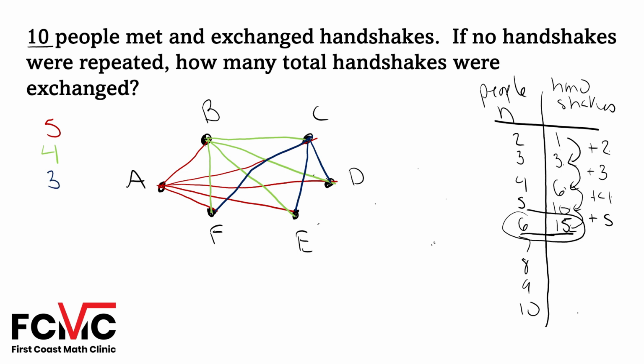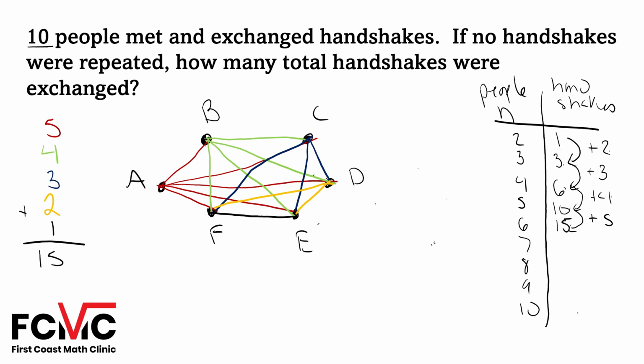D already shook hands with C, A, and they shook hands with B as well. So they could shake hands with E and F. So that's 2. And then E already shook hands with D, C, B, A. So they just have F left over. So that's 1. And if we add these all up, we're going to get 15, which is what we're looking for here. Now 6 is a little tricky to draw out, so any more than that is going to be really difficult to draw.